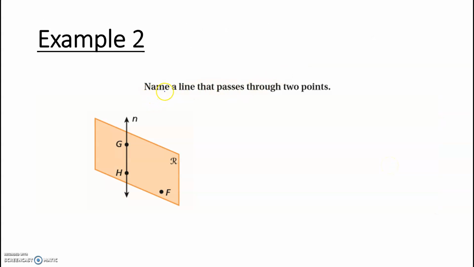And then the next example, name a line that passes through 2 points. So here we have 2 points. There's lots of different ways you can name it. We could call it line N. See, there's no point here, so you can call it line N. Or let's use some symbols. We can use points G and H and call it line GH. Remember to have your arrows. Or you could call it line HG. Any of those works. So they are all correct ways to name that line.